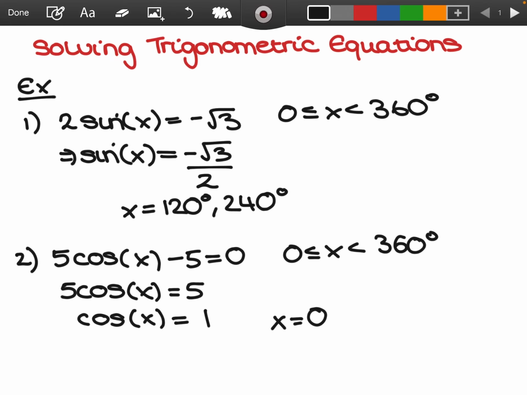I also want to point out for this particular example, we are not including 360 degrees. 360 degrees is coterminal to 0, and therefore we do not include it in this interval here, so the only solution within that interval would be x is equal to 0.